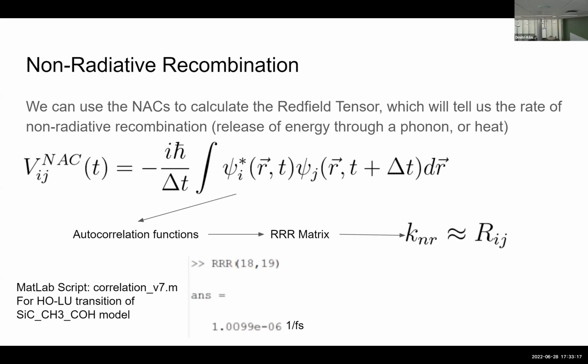When it shows LUMO plus n transition, why not LUMO minus n? Like in this example, why I chose the HOMO-LUMO.